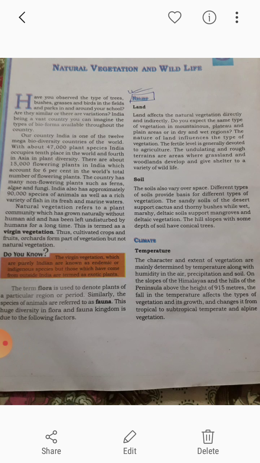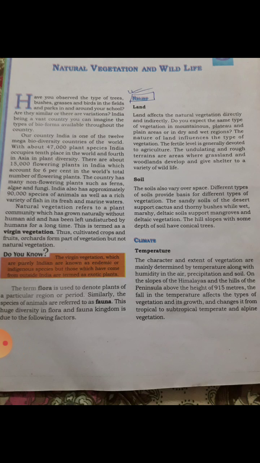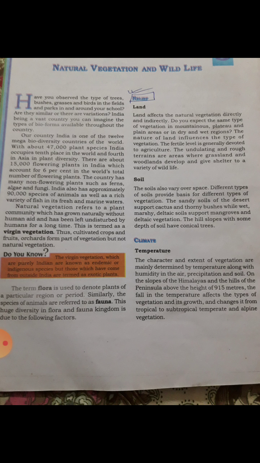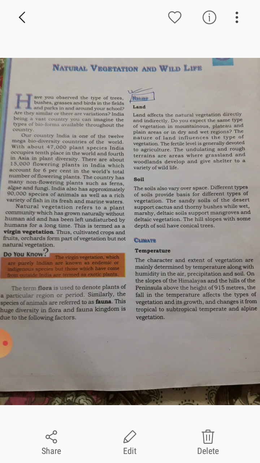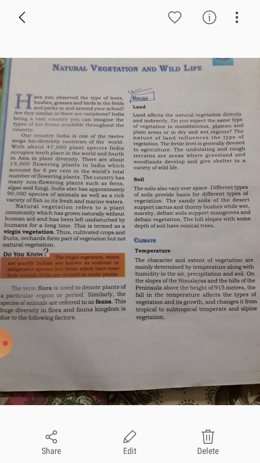Now, have you ever observed the type of trees, bushes, grasses and birds in the fields, in the parks, and around the school? Have you ever seen them? How many different types of trees, bushes, grasses and birds are there in parks? Clear? So, our country India is one of the 12 mega biodiversity countries of the world.